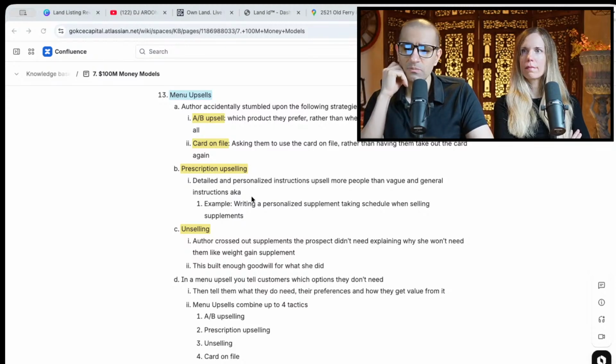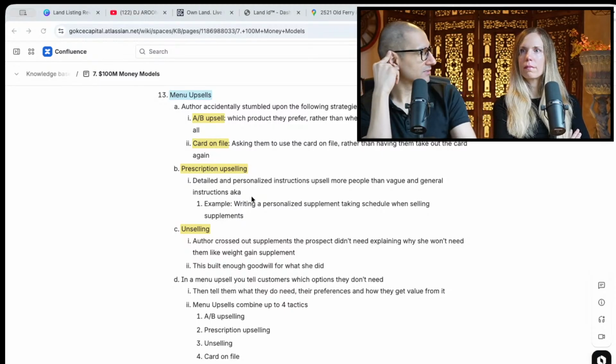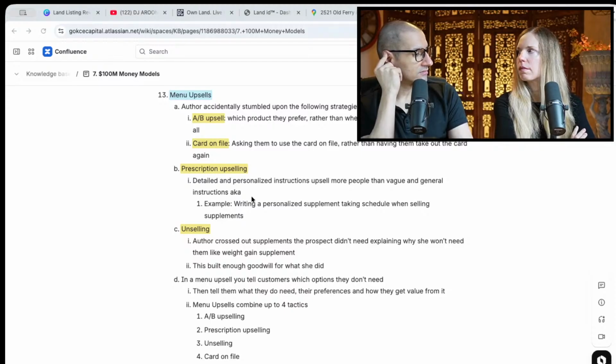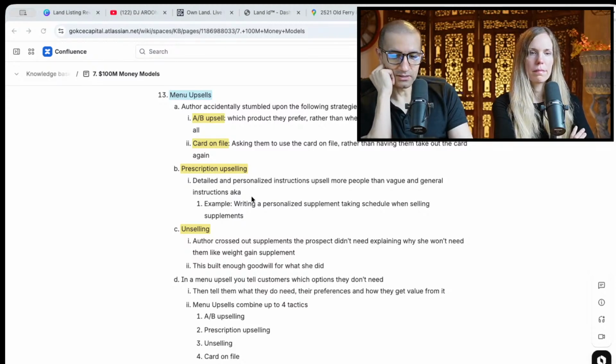The author accidentally stumbled upon the following strategies that he still uses today. The A/B upsell asks which product they prefer, rather than whether they want to buy or not. That's the Bubby strategy. She uses it on us. She'll say, do you want to bring me snacks, or do you want to send me a picture of the snacks today, or tomorrow morning? Later today or tomorrow morning, right?